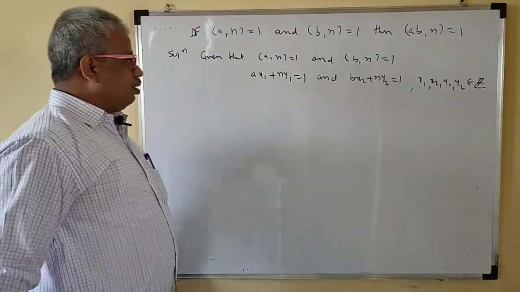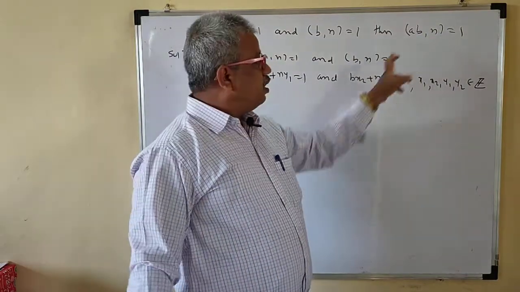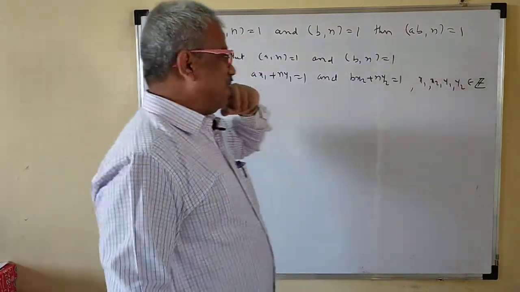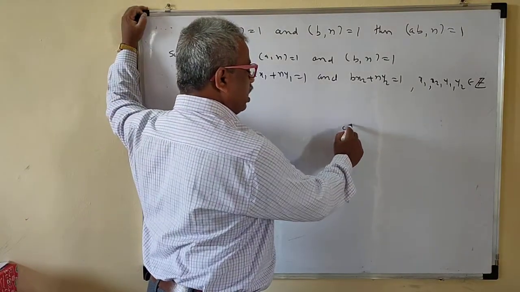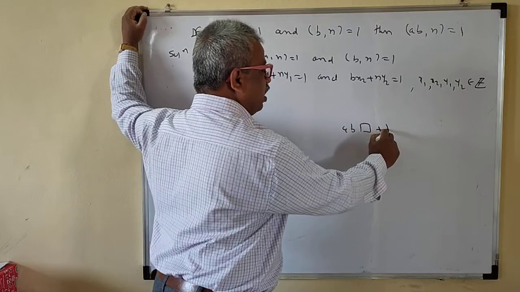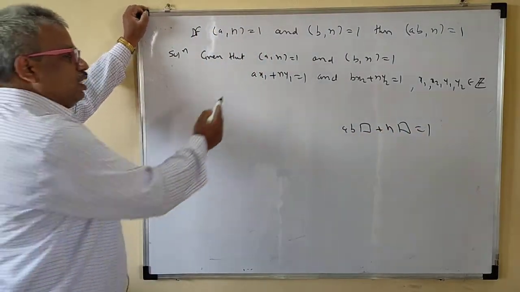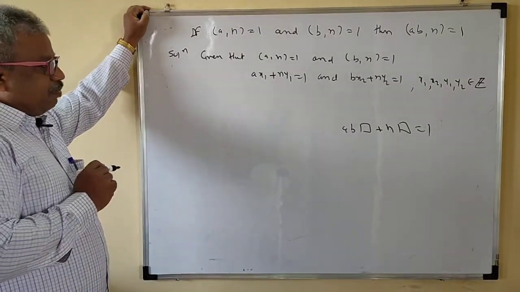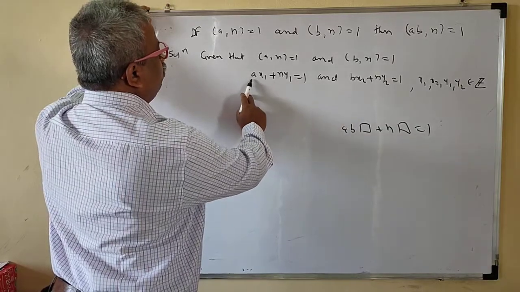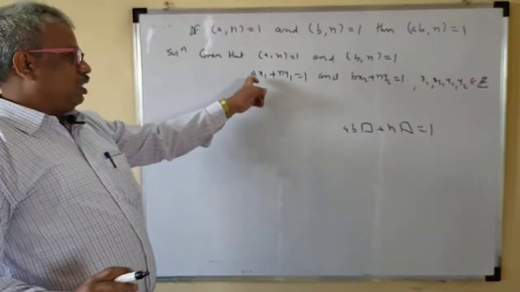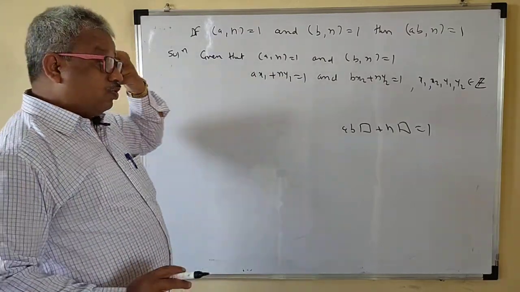Okay. So what do you have to prove? GCD of AB and N is 1. That means I have to show AB times some integer plus N times some integer is equal to 1. I have to do this. So now see here, A is there but B is not there, and here N and A. So here we need B now. If AB and N is there, then we will be through. So what to do now?